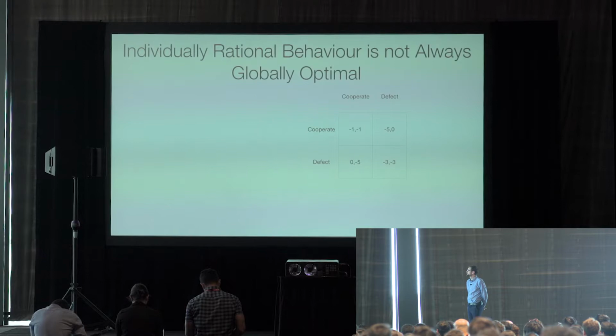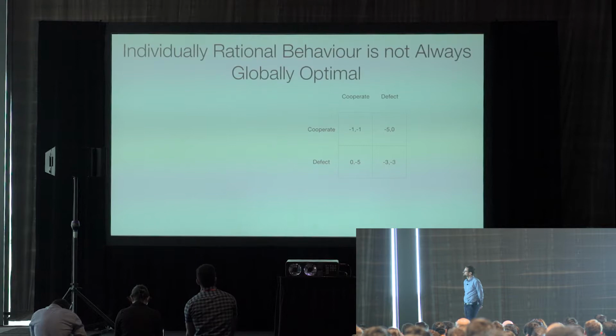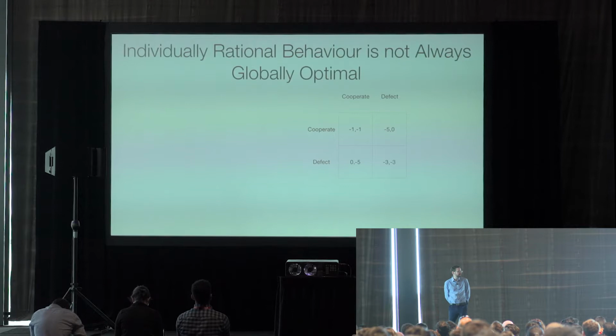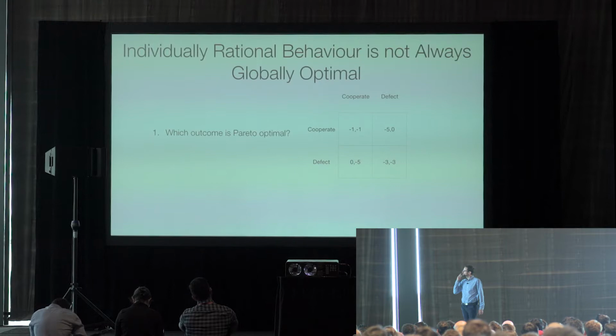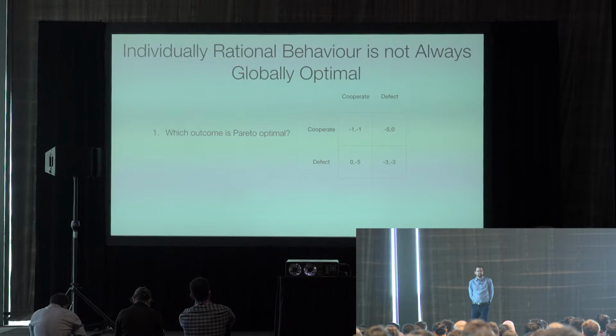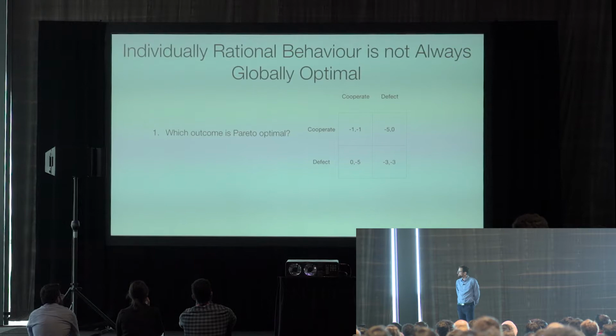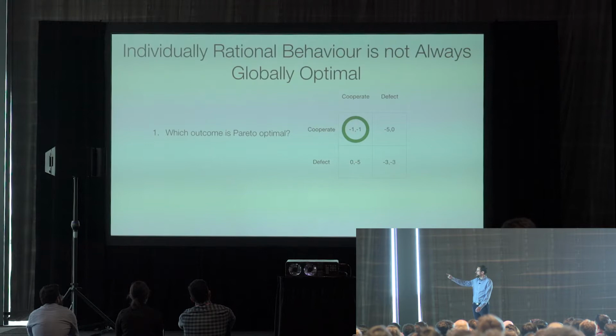Okay. So why am I telling you all this? Because of the next thing that's wrong with multi-agent systems, which is that individually rational behavior is not always globally optimal. We saw this with the prisoner's dilemma. And now that we've learned game theory, we're all game theorists, we can analyze this precisely. We can say, hey, what outcome is Pareto optimal in the prisoner's dilemma? Who wants to take a stab? What's the Pareto optimal outcome? If they both cooperate, that is indeed Pareto optimal. There's definitely nothing that dominates that. No outcome Pareto dominates both cooperating.